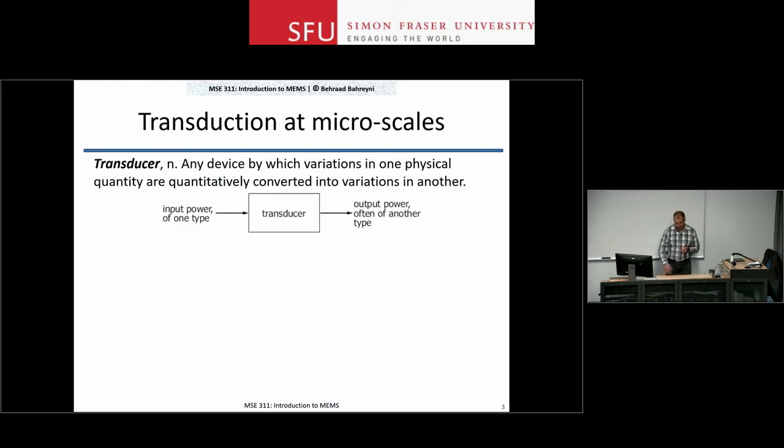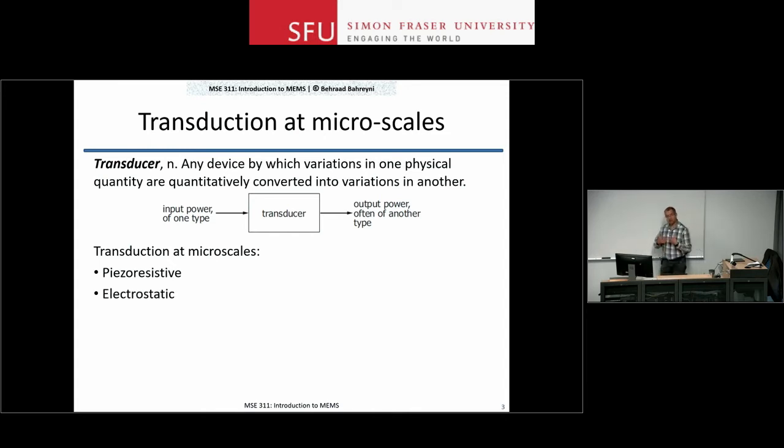Now, what is a transducer? A transducer is a device that converts the changes in one physical quantity into changes in another physical quantity, right? So it is basically sitting in between two physical domains, and at microscales, this can happen in a variety of ways. So for example, you can have piezoresistive transduction, where the electrical resistance of a material or a device changes in response to mechanical stress. So it is coupling mechanical and electrical domains to each other.